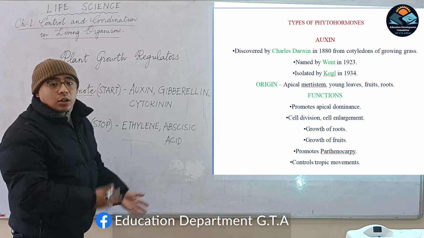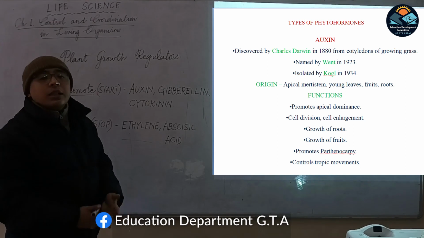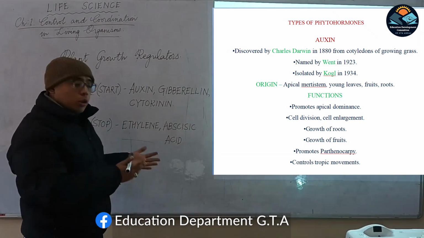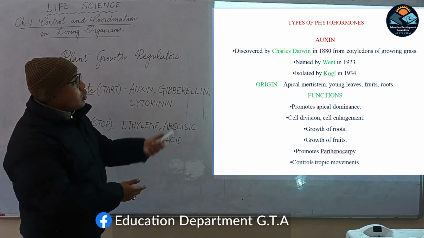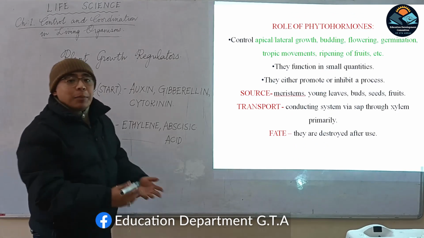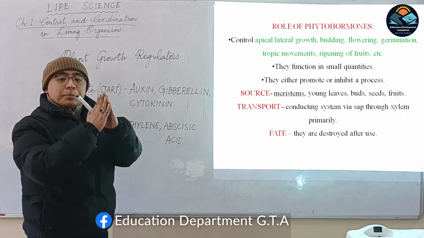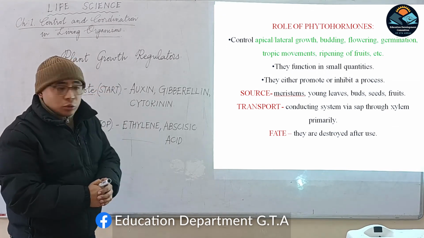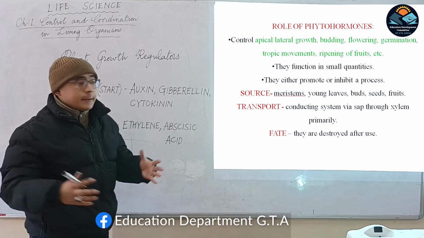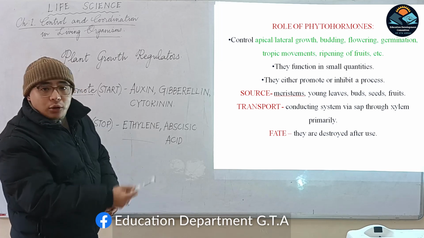As I've already discussed before, the main role of phytohormones is to coordinate different physiological processes. Now, what are these physiological processes? I have also already discussed them earlier. Here you can also have a look at them. They control apical and lateral growth. Apical meaning the growth of the apical part of the plant, or the apex of the plant, the tip of the shoot and the tip of the root. Lateral growth means growth laterally or sideways. They also control budding. Budding leads to flowering.